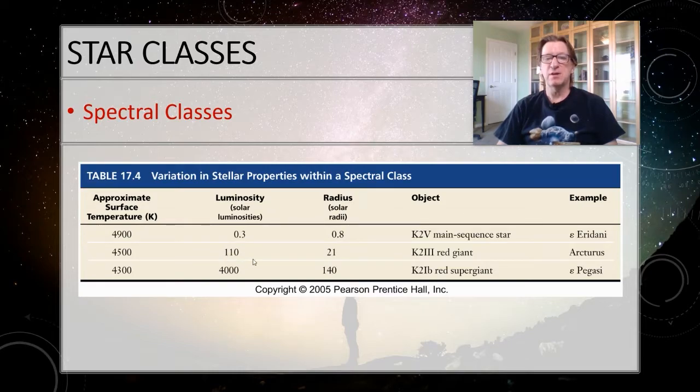This particular one right here is a red giant. And so it's got a luminosity of 110 times the sun, yet it's the same temperature as Epsilon Eridani. So the only way that's possible is if it's really big. And if you do the math here, you can see that it's 21 times the size of our sun. And then Epsilon Pegasi, again, same temperature, same type, but it's much, much brighter, 4,000 luminosities. Well, then this thing must be truly huge. And in fact, it's a supergiant.